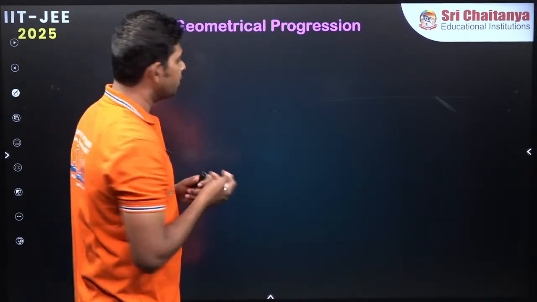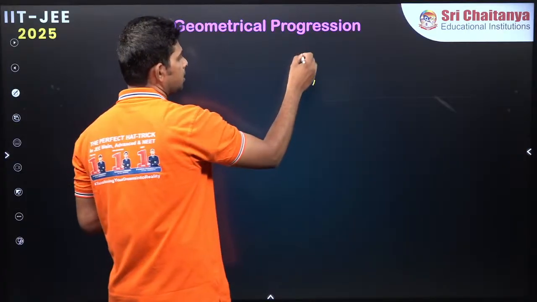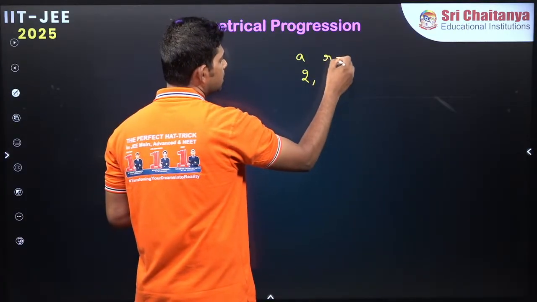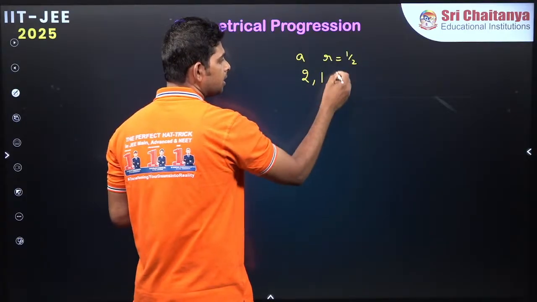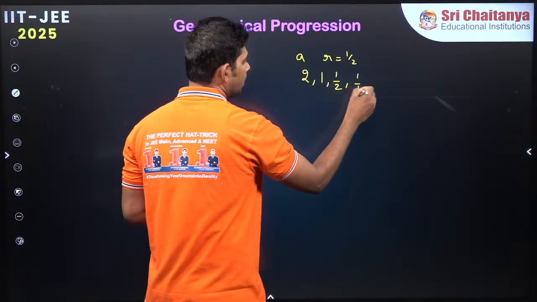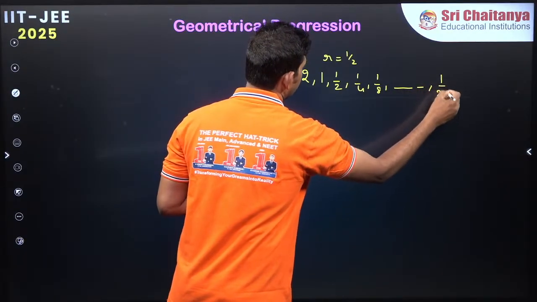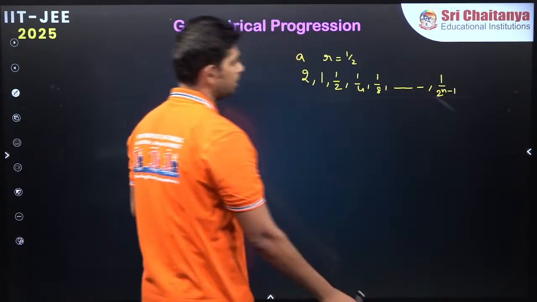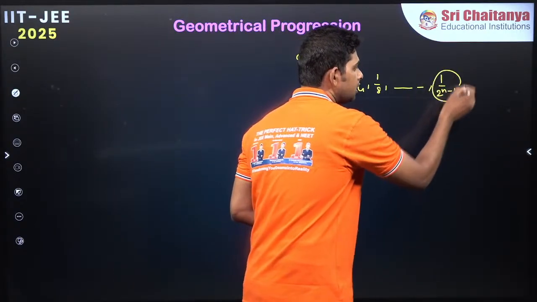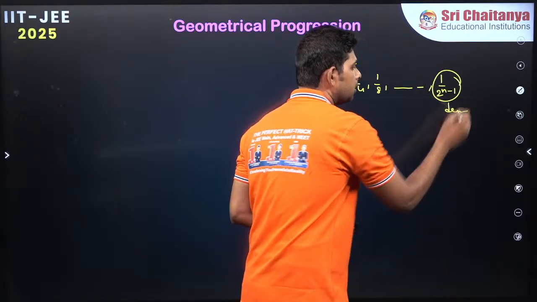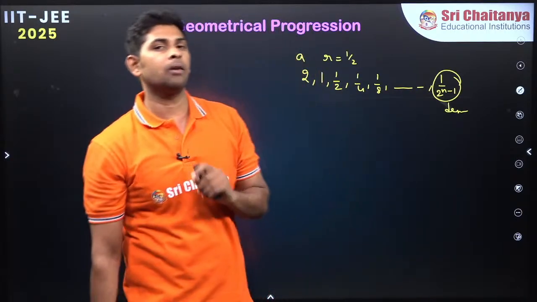I am going to show you with an example here. Let's take 2 as the first term. If I am taking R equal to 1 by 2, what is the next term? It is going to be 1, and the next terms are 1 by 2, 1 by 4, 1 by 8. So it's going like this, 1 by 2 power n minus 1 you are having. You can see that this value is decreasing, right? If it is decreasing, the sum is going to converge to some value.